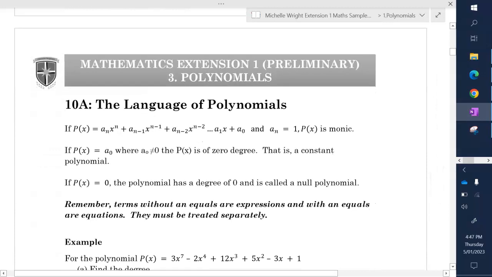Okay, so you'll need to fill in the booklet as you go through. I would be taking notes and writing those down while I write them down, and you might need to annotate and add some extra notes in there. So 10A, the language of polynomials.